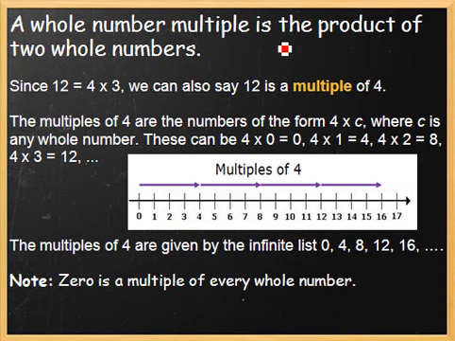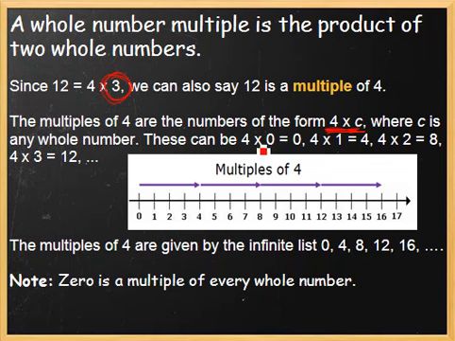A whole number is a multiple, and we look at 12. 12 is a multiple of 4 because we can find a number by which we multiply 4 in order to make 12. So the multiples of 4 are taking the numbers and representing it as 4 times c, where c is any whole number.